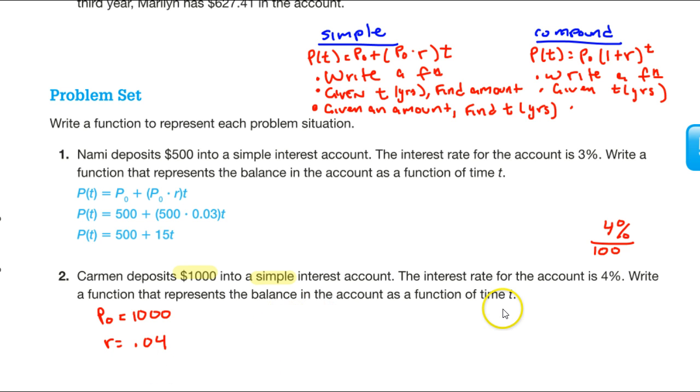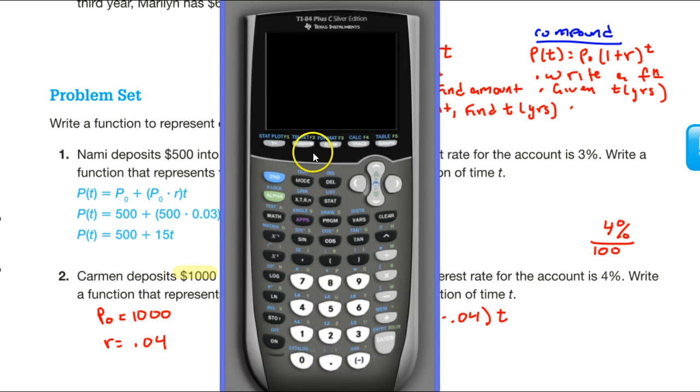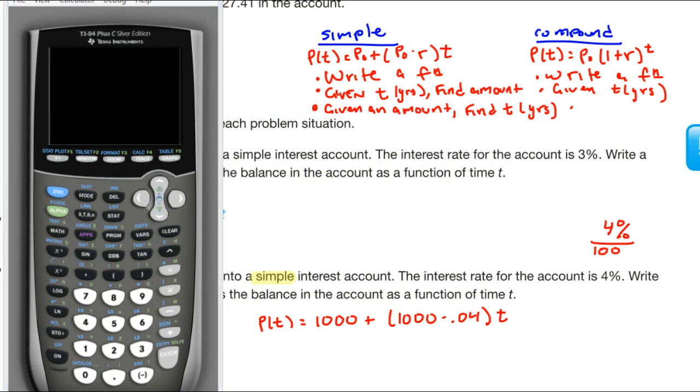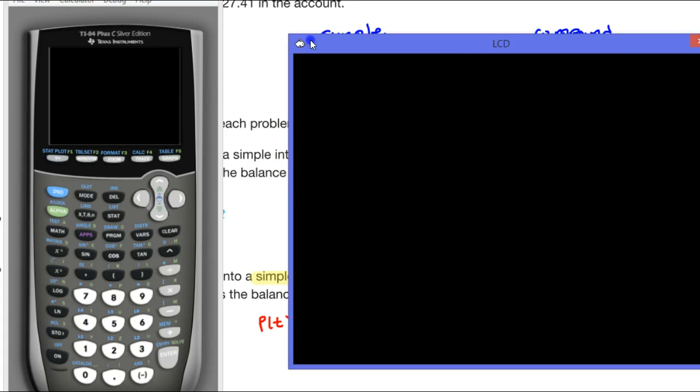So now all we have to do is write the function in, and we're done. So P of t is equal to our initial amount 1,000 plus the quantity of our initial amount, 1,000 times our rate, which is 0.04 times t. If you use a calculator, you can punch that in, or you can work it out the long way. I'm fine with either way as long as you guys can show me your work. So let me get both screens on here.